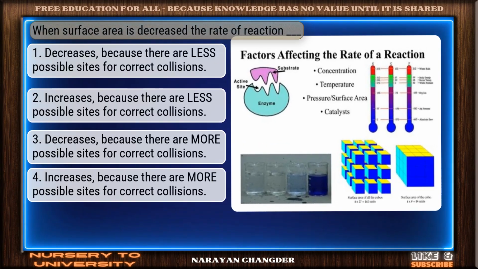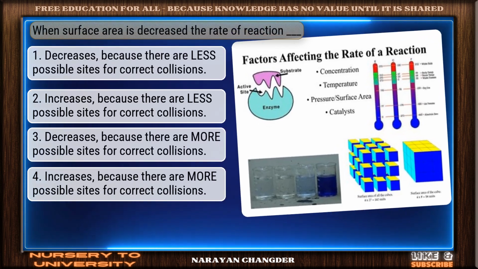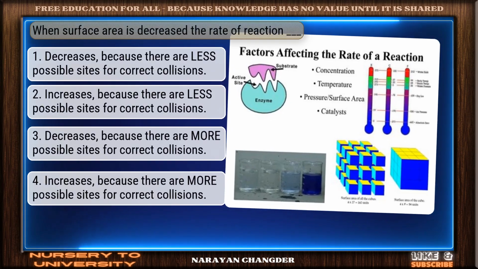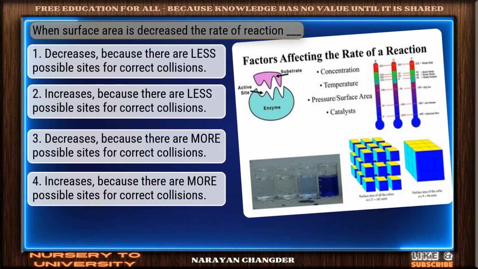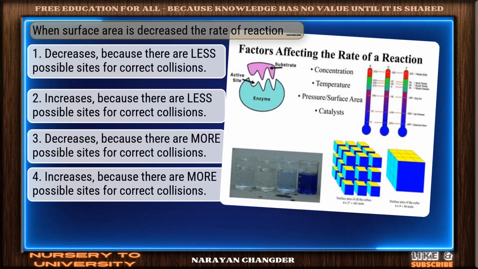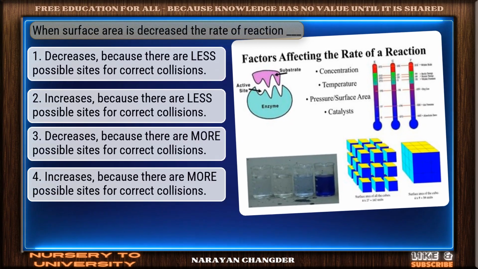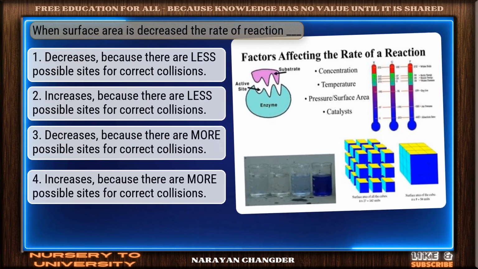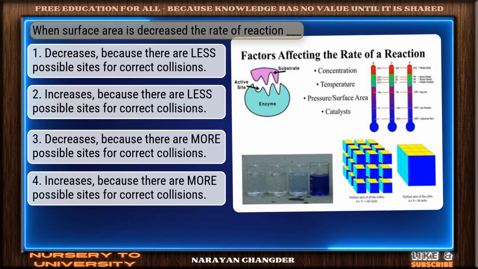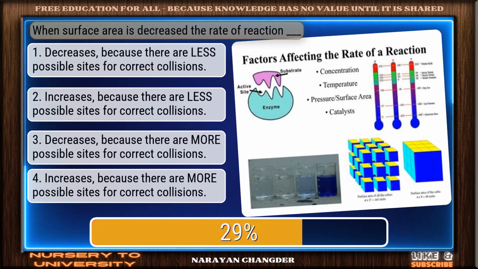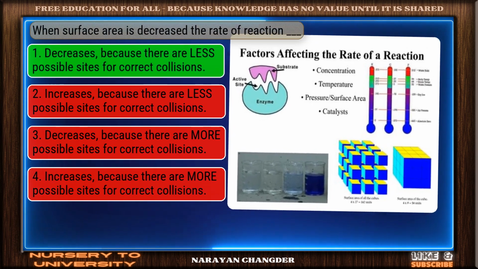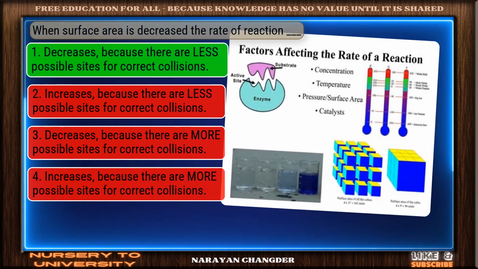When surface area is decreased, the rate of reaction dash. Option 1, decreases because there are less possible sites for correct collisions. Option 2, increases because there are less possible sites for correct collisions. Option 3, decreases because there are more possible sites for correct collisions. Option 4, increases because there are more possible sites for correct collisions. Yep, decreases because there are less possible sites for correct collisions is correct.